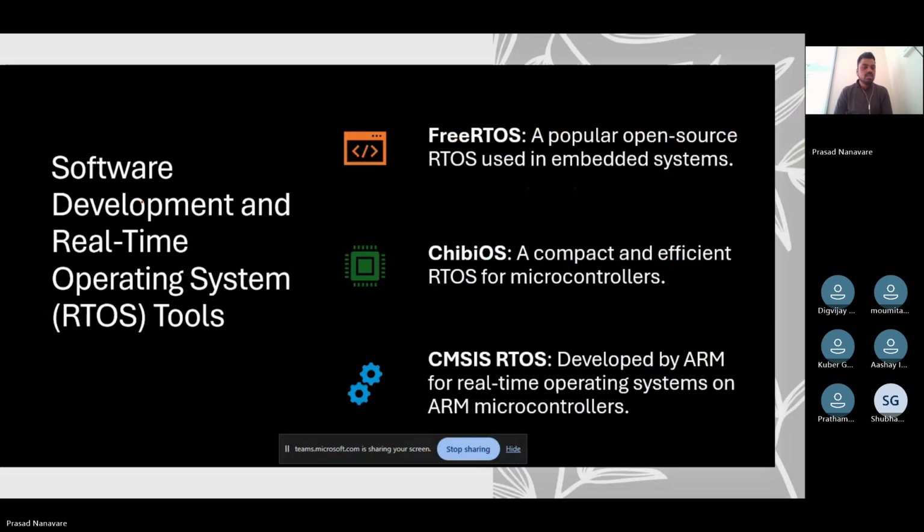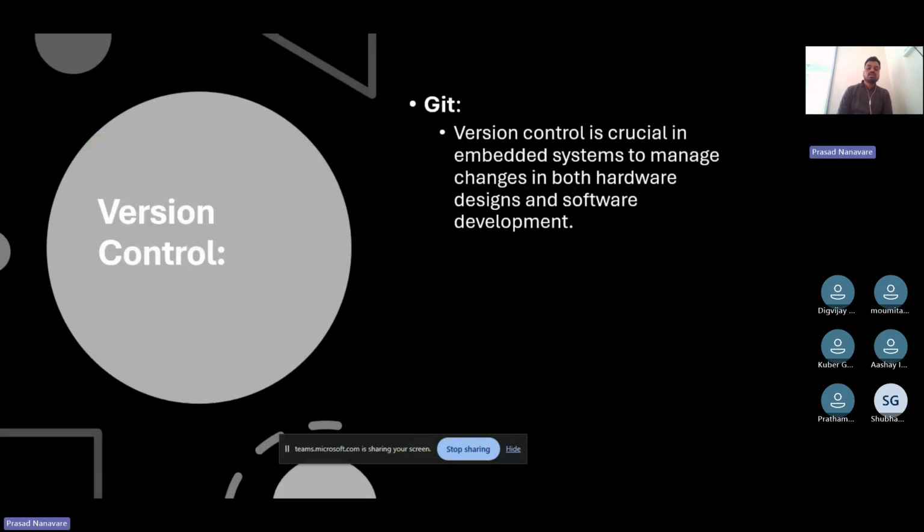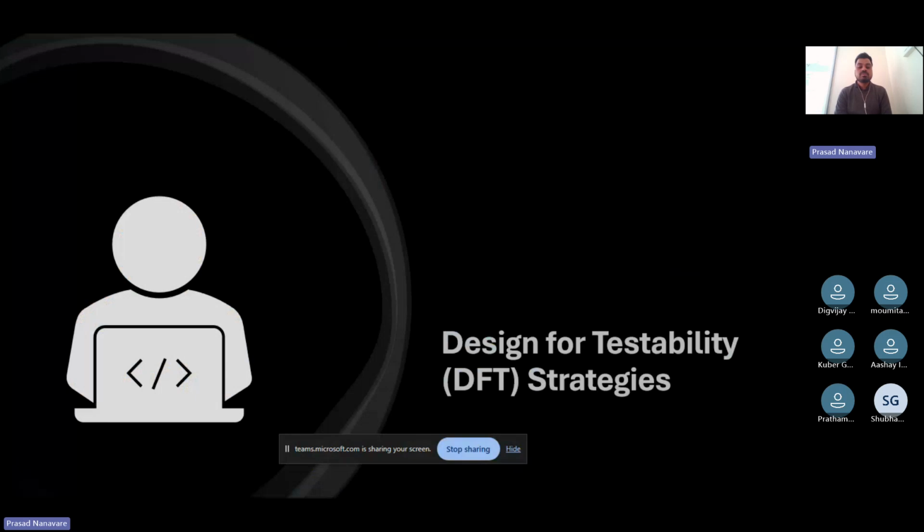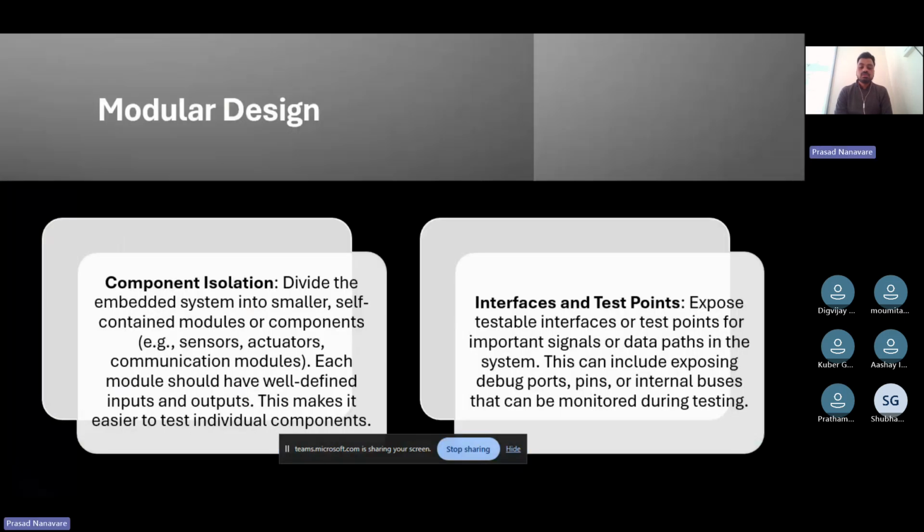Then software development and RTOS tools. FreeRTOS we have seen. Then these two are new RTOSes that you are seeing. And Git, of course. Communication protocol simulation, on this you have already worked on Wireshark, so these are similar tools.